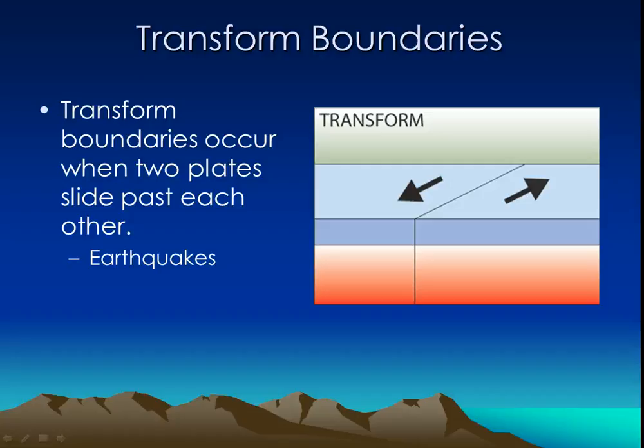So there are three different types. There's divergent. What are those? Think die. They don't want anything to do with each other, so they move away from each other. Then we have convergent boundaries. Those come closer to each other. Convergent, come closer together. And then transform, slide past each other.